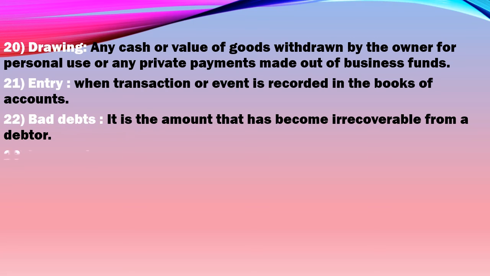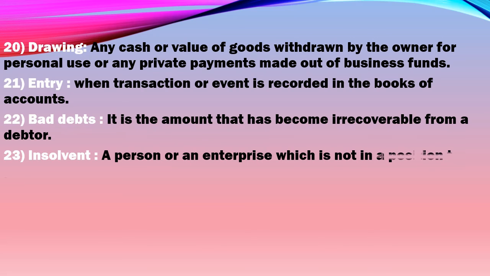Next we have is your insolvent. A person or an enterprise which is not in the position to pay its debt. So you have purchased goods on credit from the supplier, you have taken loan from the bank, but now you are unable to pay your debts, or you can say your creditors. So at that time the person becomes insolvent.